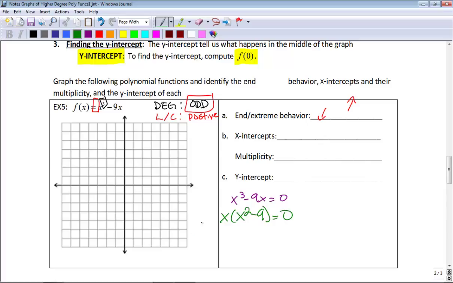Well, let's set each one of these equal to 0 and let's solve them. I have x is equal to 0 and x squared minus 9 is equal to 0. Well, do I need to solve the first one? Nope, it's already solved. What about the next one? Do I need to solve it? Yes. First, move 9 to the other side. I get x squared is equal to 9. You take the square root of both sides to solve this, and then x is equal to plus or minus 3. Remember, when you take the square root of something to solve it, it's equal to plus or minus 3. So I have 3 different x-intercepts. I have 0, I have 3, and I have -3.